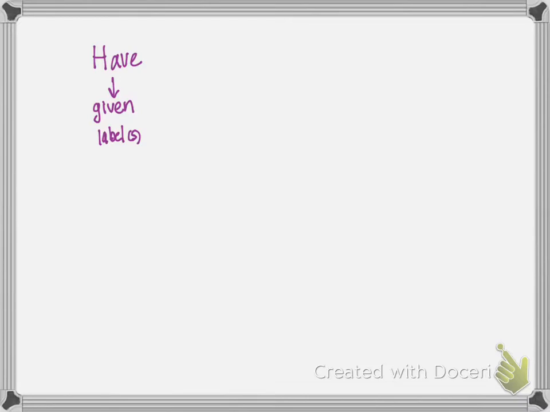Then what we're going to do is take what we have and look at what we want. So want is over here on the right side. And what we want is the label that the problem is asking for. So this is going to be the final label. And this all makes sense once we start doing examples.